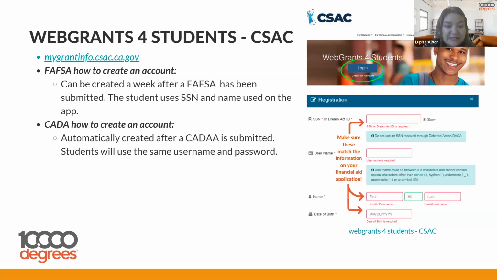It does sync their information, so it's really important that they use the exact legal name that they put on their FAFSA on the web grants account, and that they're able to use their social security number. So just giving it time for that to get processed. And if the student is applying to the California Dream Act, it automatically creates this account for them, and they can use the same password and username that they used for their CADA because it's through the same CSAC account.